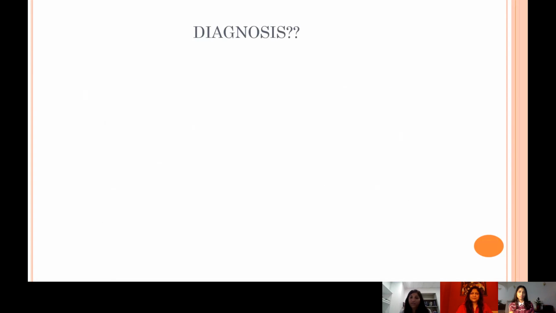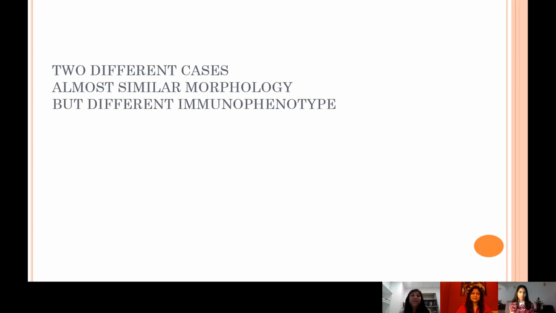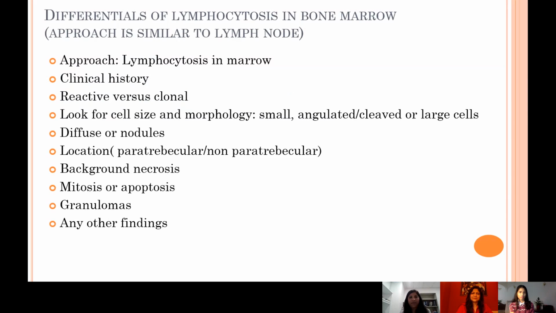So what's the diagnosis in these two cases? First of all, what is common in these two cases? These two cases showed lymphocytosis. They were of mature morphology. There were no prominent nucleoli, and no aggressive features were seen. But these cases had almost the same morphology, yet different immunophenotype.